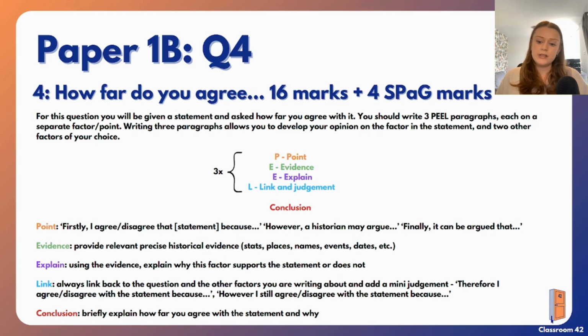So therefore, I agree or disagree with the statement because, and then even if you're writing about other factors, you could add in at the bottom end of that paragraph, however, I still agree or disagree with the statement because, so you're still reinforcing what you think and making sure the examiner is not going to be surprised at your conclusion at the end. And then finally our conclusion is just to briefly explain how far you agree with the statement. So you're just summing up your points and stating what you think the most important factor was.